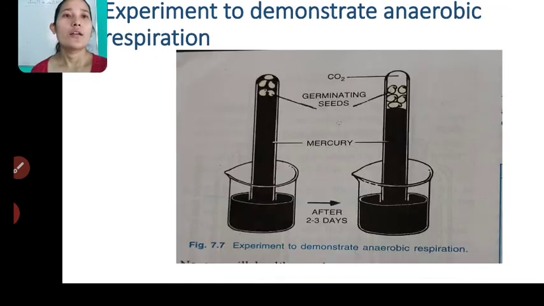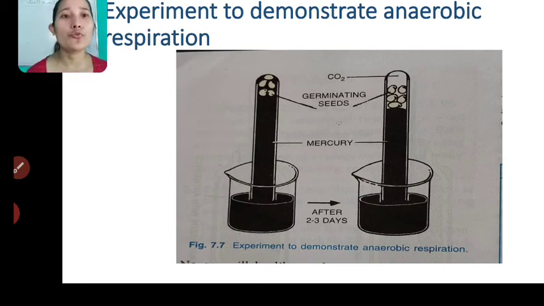Now another experiment. Like I told you, there are two types of respiration, one is aerobic and another is anaerobic. Aerobic means glucose is broken down in the presence of oxygen to produce heat and energy. And anaerobic respiration is carried out in the scarcity of oxygen. Now for plants, if anaerobic respiration is carried out, ethyl alcohol is produced, and only partial breakdown of glucose takes place. That's why only 2 molecules of ATP are produced during anaerobic respiration.